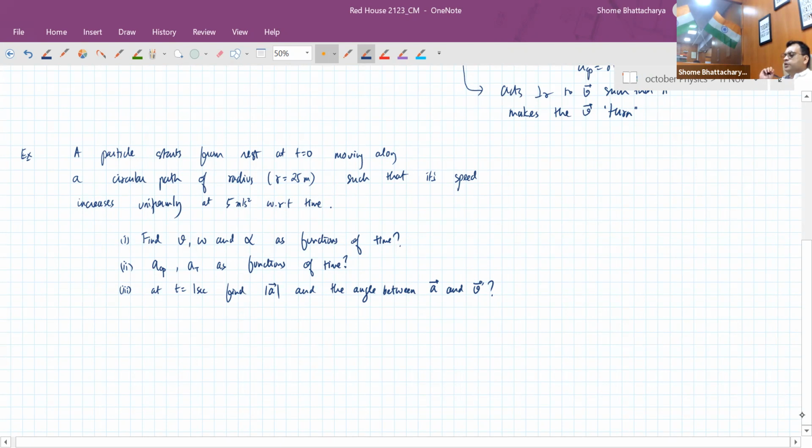So from this we have to find out all these things. For example, we have to find its speed, its angular velocity and angular acceleration at any time t. Then we have to find the centripetal and tangential components of acceleration as functions of time, and then specifically at a particular instant, t equal to 1 second, we have to find these other factors. Everything you need to solve this question we have just discussed in the general equations above, which are the kinematics equations for circular motion.